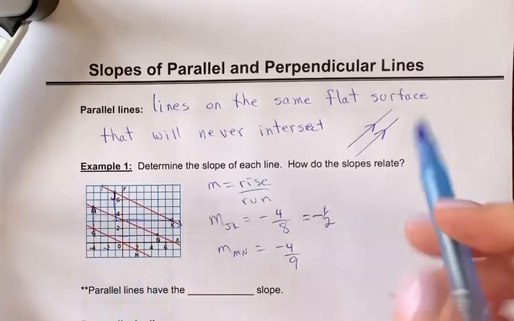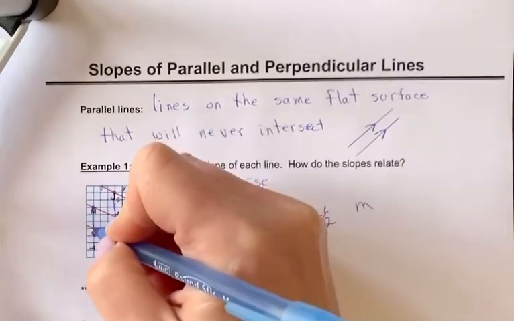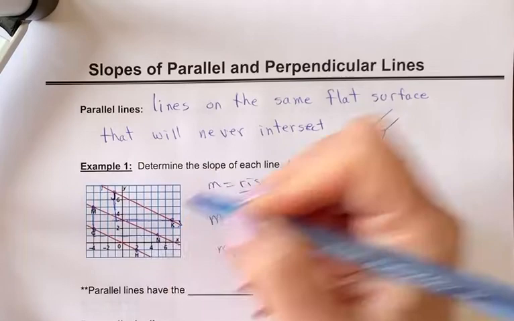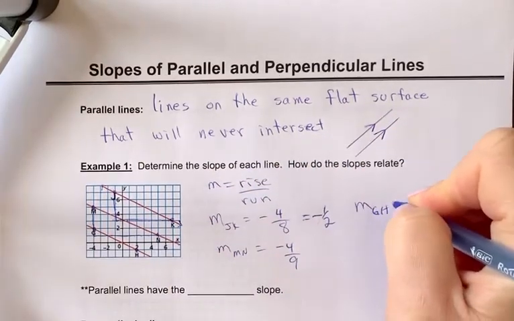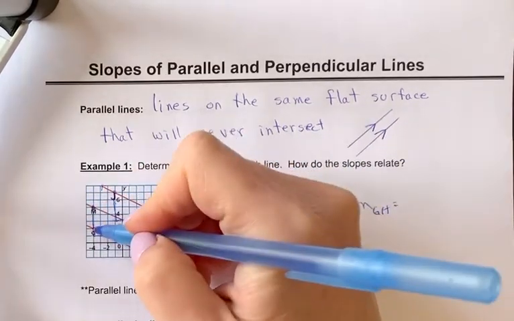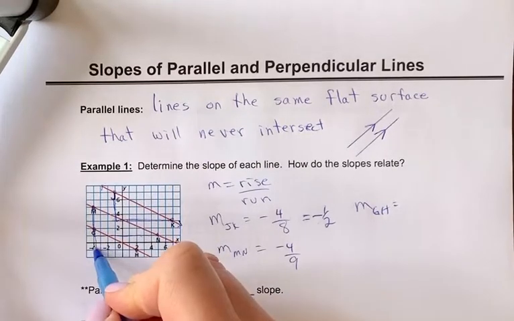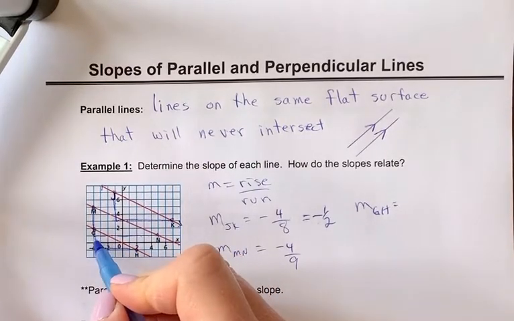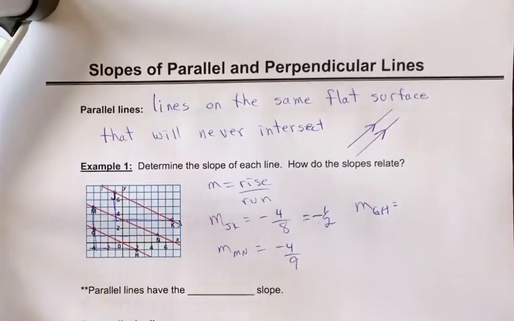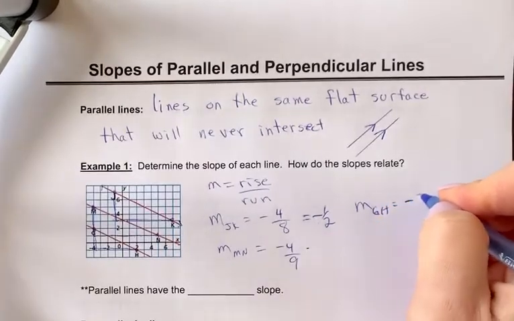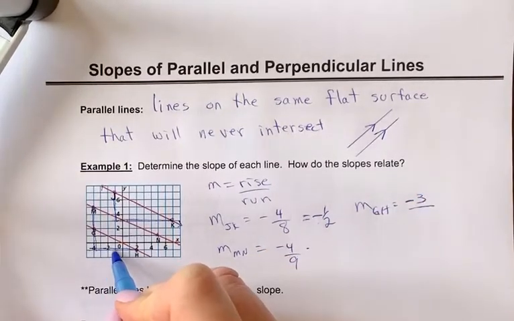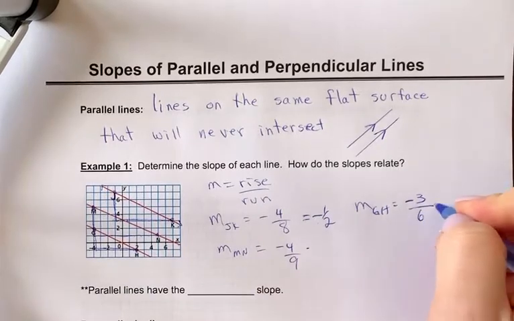Let's take a look at the slope of GH. So from here to here. So I'm going to find the slope of GH. I'm going to draw another slope triangle. So the rise is 1, 2, 3, and again, I'm counting down. And the run is 1, 2, 3, 4, 5, 6. So -3 over 6. So my slope is -1/2.